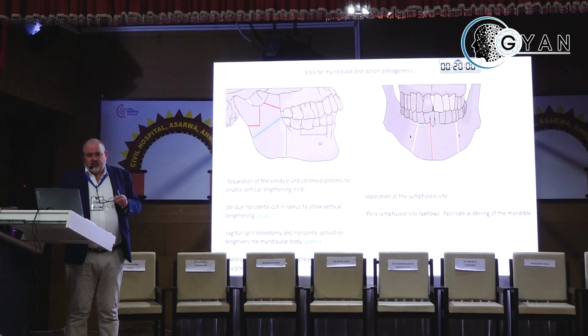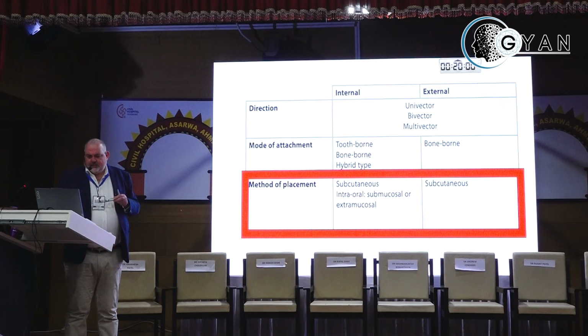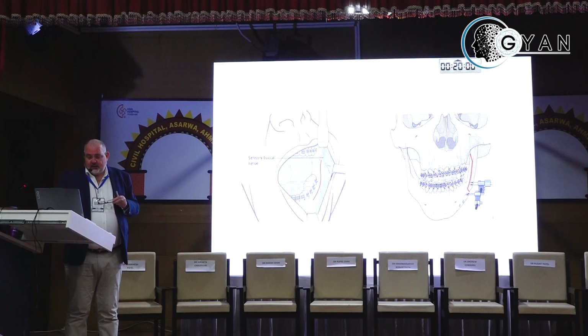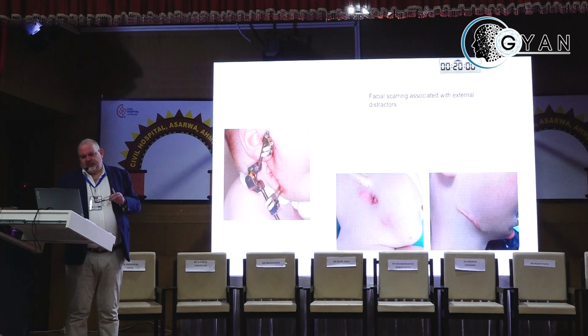A bit on distraction. I don't do distraction. I have done distraction. And this is just showing you distraction in the mandible, where you can distract the condyle, you can distract the ramus, the angle, the body, symphyseal region, alveolar. Method of placement, you can put them either intraoral, extramucosal or subcutaneous. Again, an intraoral incision is pretty straightforward. The problem with extraoral distractors though is they cause a lot of facial scarring. You can see that as well there.